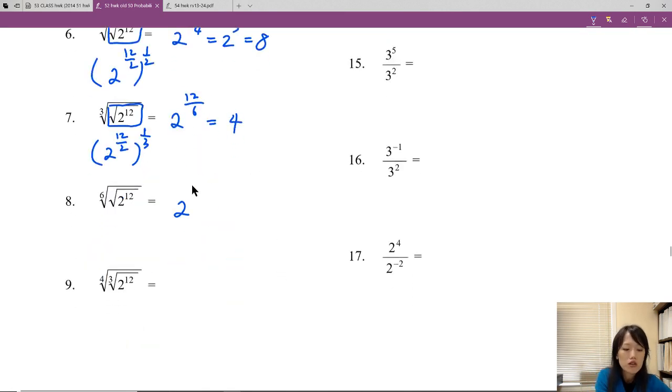Okay, next one. 2 to the 12 over 12, clearly, right? 6 times 2, so it's 2 to the 12 over 12, so it's just 2 to the 1, right? So it's just going to be like that. Okay.